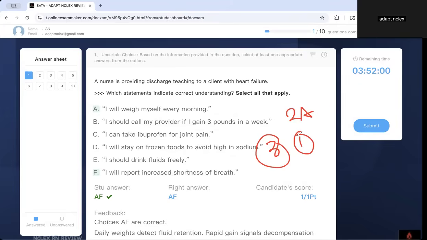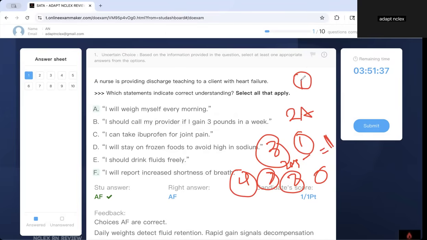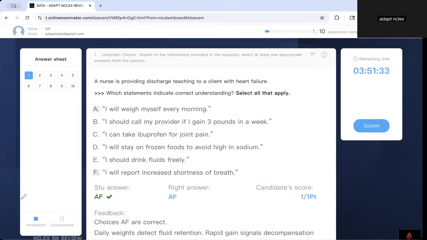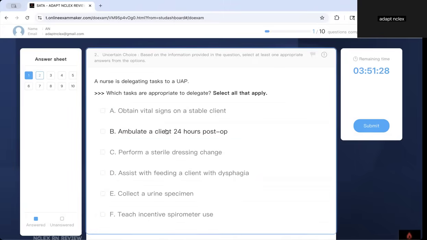Assuming one of them is wrong, right? What is going to happen? They will subtract from your 2 right answers, and you get 1 point. If you pick 4 and 2 are right and 2 are wrong, you get 0. If you pick 1 and that one is right, you get 1 point. So you always want to pick those that you are 100% confident. They will subtract points from you if you overselect. So that's what we are doing.